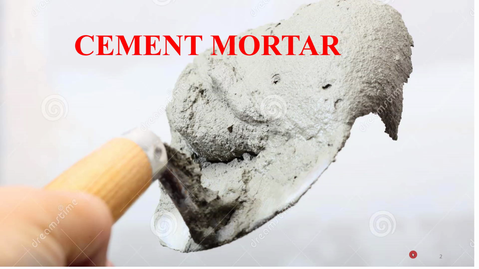So this is a picture showing the cement mortar. The cement mortar is the combination of cement, sand and water. So the difference between concrete and mortar is that the mortar doesn't have any coarse aggregate or metal.